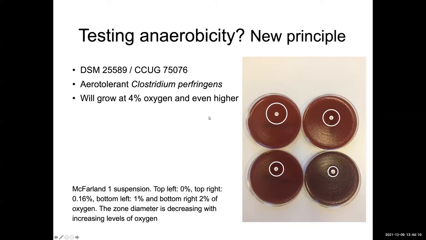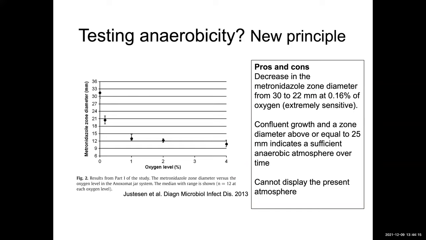Next slide, please. And here you have a very nice demonstration of the principle. You should not pay attention to the metronidazole zone diameters because this is a bit different methodology, but it makes a very nice presentation of the principle that with increasing oxygen levels, the metronidazole zone is decreasing. And with the EUCAST methodology, you can see a reduction in zone diameter from around 30 millimeters to 22 millimeters at 0.16% of oxygen. So it's very, very sensitive.